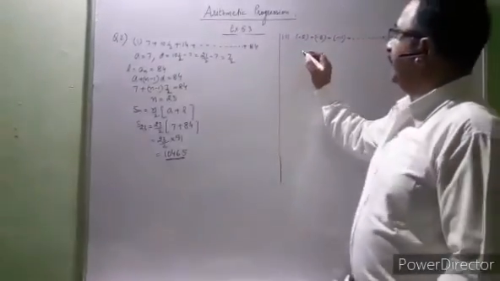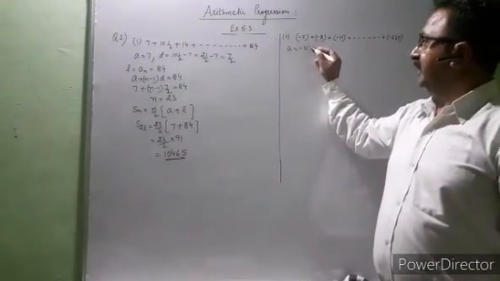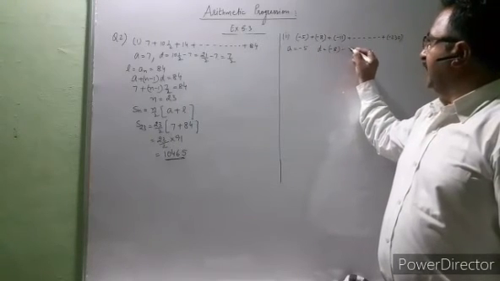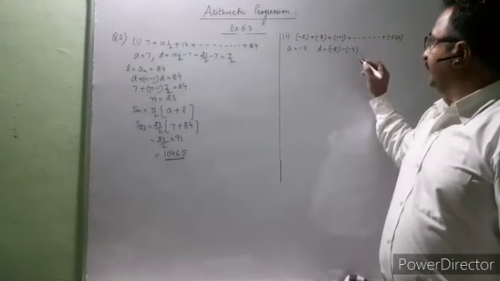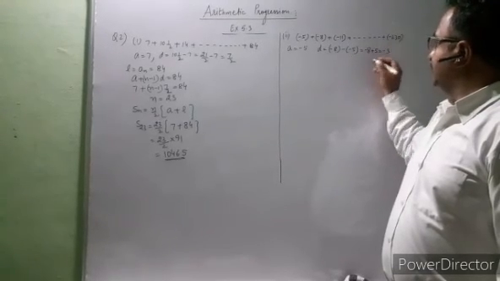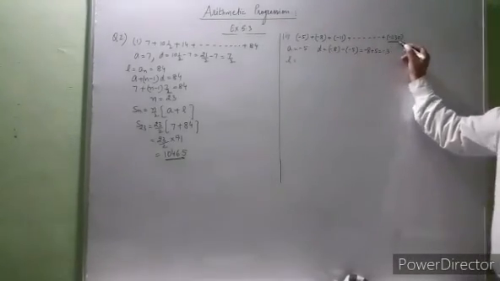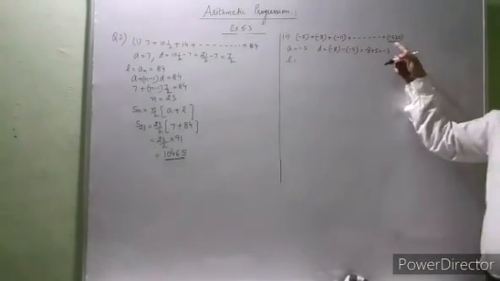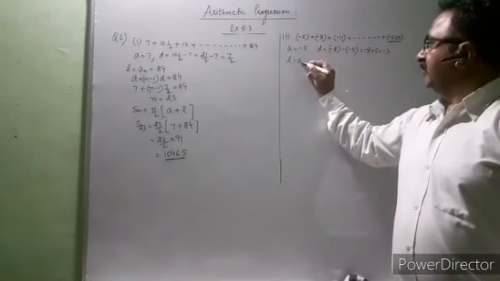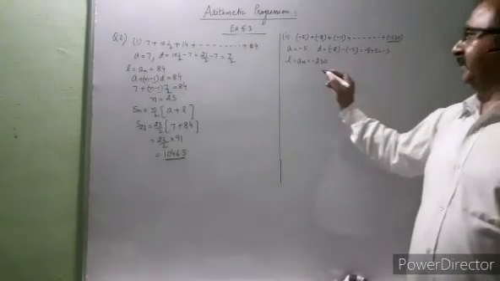Here in the second part, a equal to minus 5, d equal to minus 8 minus of minus 5, that is minus 8 plus 5 equal to minus 3. l, that is the last term. Here the last term is what? This is not n. This is the last term. Remember this thing. It is minus 230. Find out n from here.